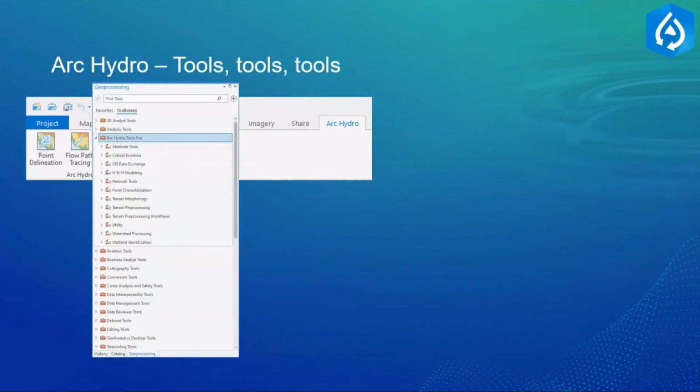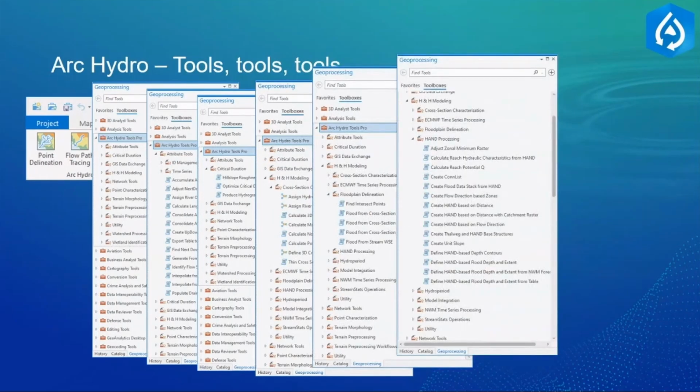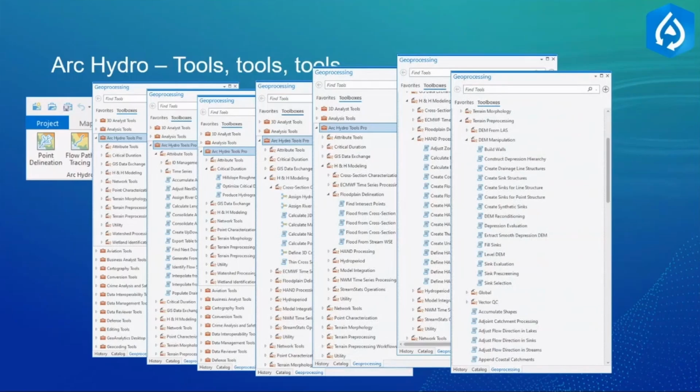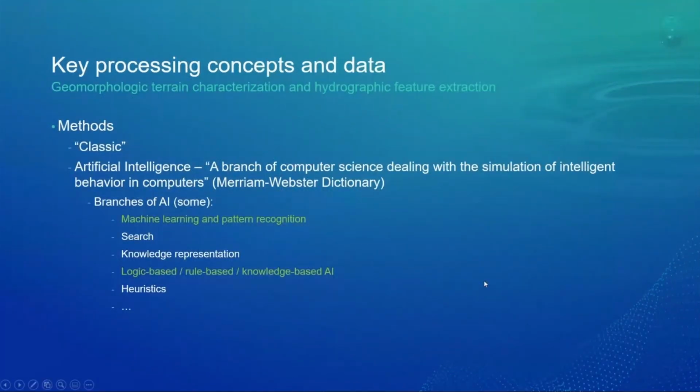There are lots and lots and lots of tools in Archydro. We have about 250 different tools, and we'll be really talking about tools that are kind of in this domain of terrain processing, but there are lots of capabilities built into this. I will show you a couple of things here, two different techniques, what I call the classic, and also some of the AI techniques, machine learning techniques for feature extraction.